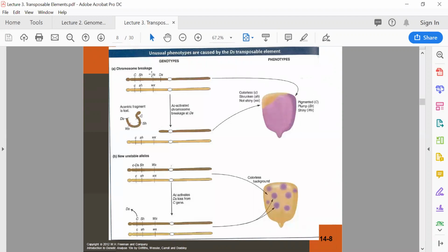Okay, next one along, WX. This is the normal wild type allele, which gives the kernel a shiny appearance. Okay, so that's all good. They're all dominant alleles. And just note what's inserted here, the DS, the dissociation element. It's just sitting right in there.